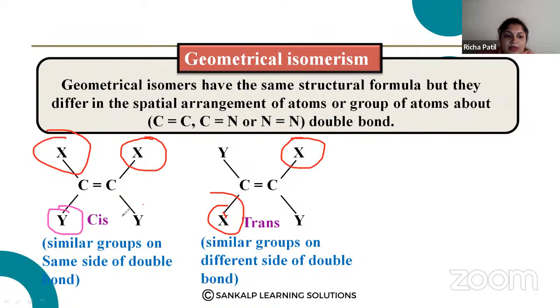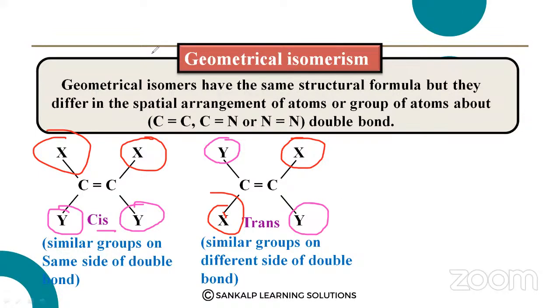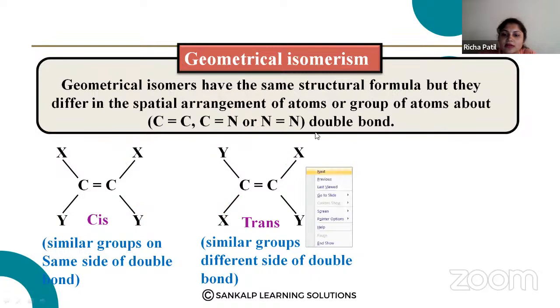So here they are on similar sides, similar groups on the same side of the double bond. If the groups are on the same side of the double bond, then it is said to be cis. And if the similar groups are on different sides of the double bond, then they are called trans. Okay, so it is cis and trans. These are called geometrical isomers.